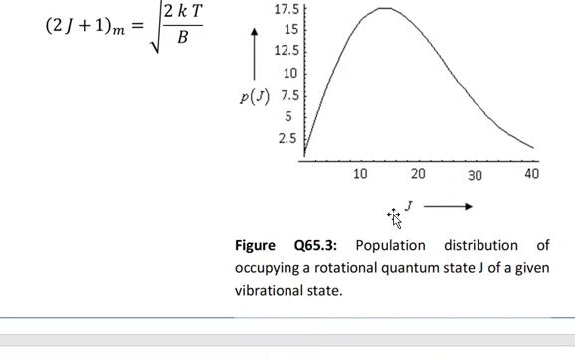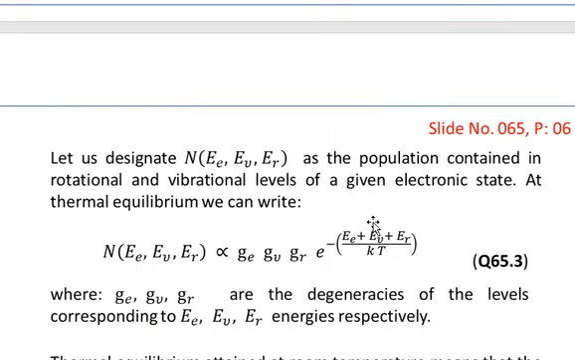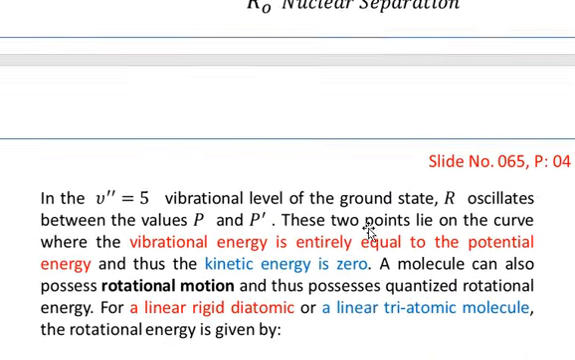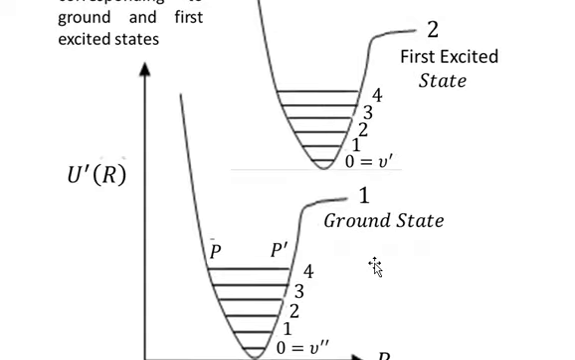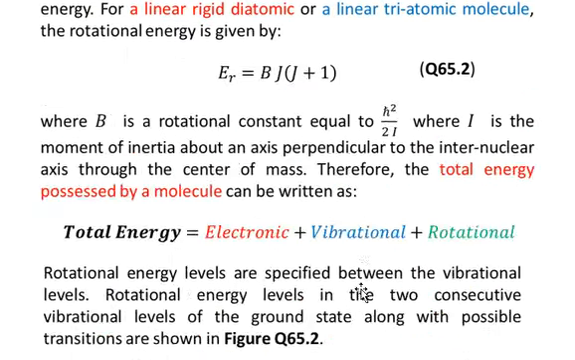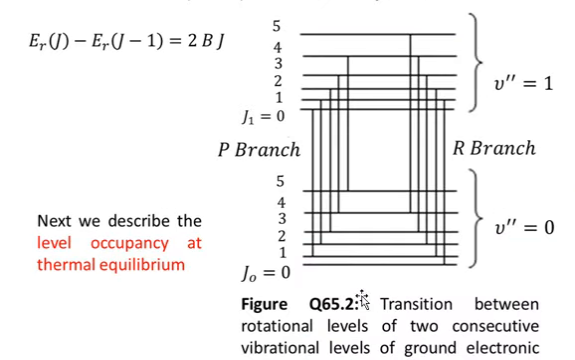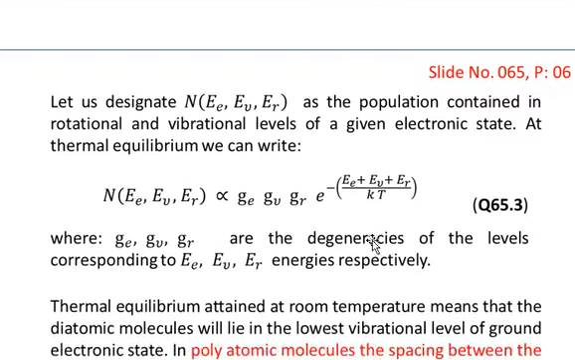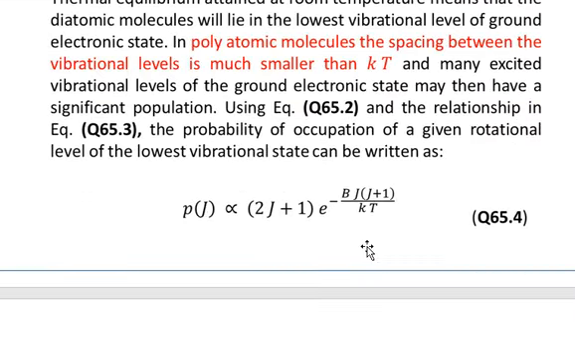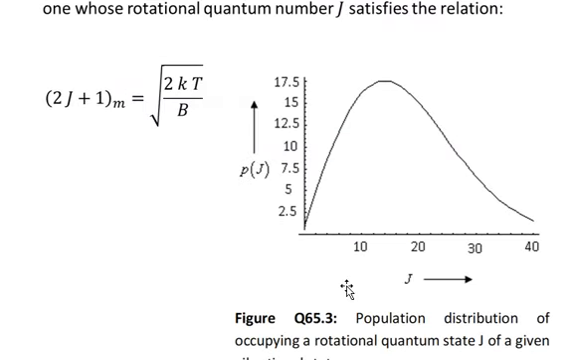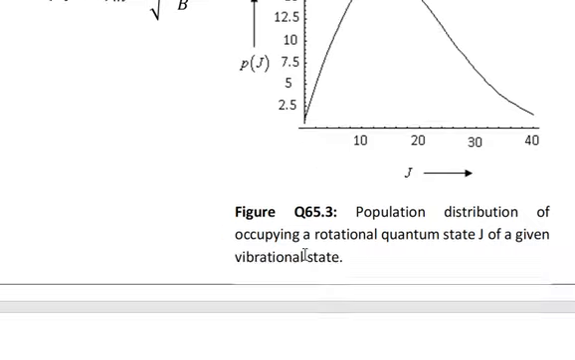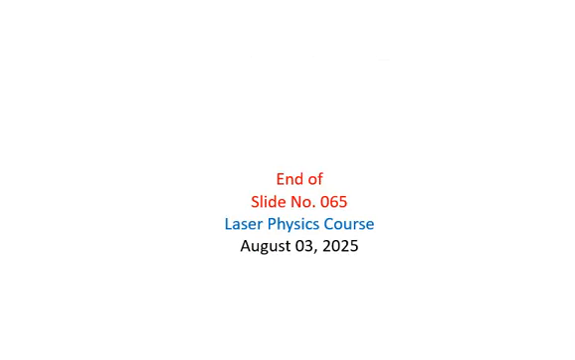So you see what we have explained in further detail: the electronic state, the vibrational levels in that state, and then the rotational levels corresponding to vibrational states. Then we have talked about the occupancy of these states at thermal equilibrium. And then we have also plotted the probability of occupancy of the rotational state J, and we have given its plot also. So this answers all the queries in the question. So this is the end of slide number 65.